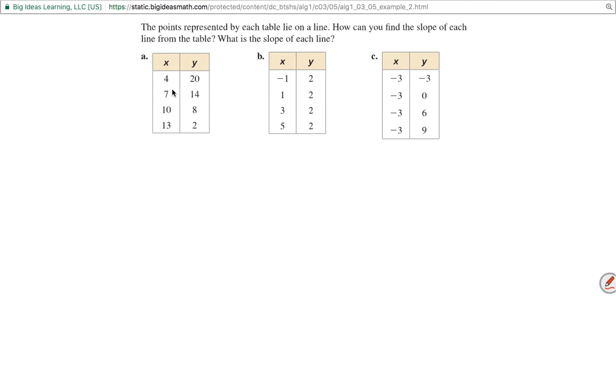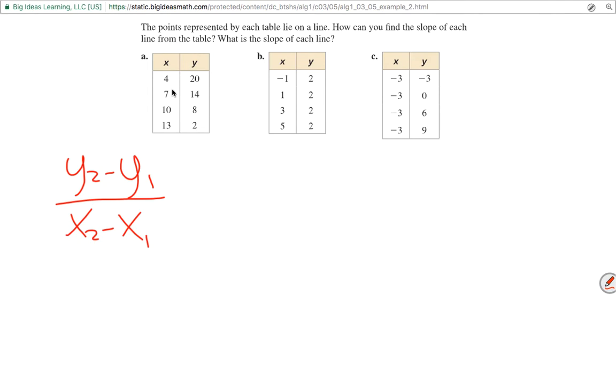Well, what is slope? Slope is the change of the y's and the change in the x's. Does it matter if all these points are on this line? Does it matter which set of points I choose?